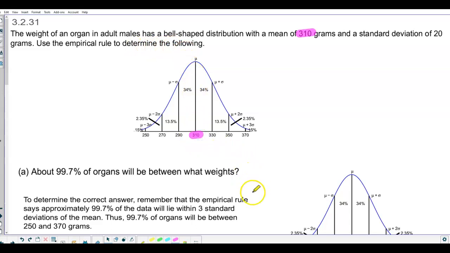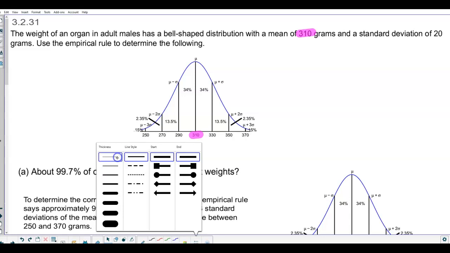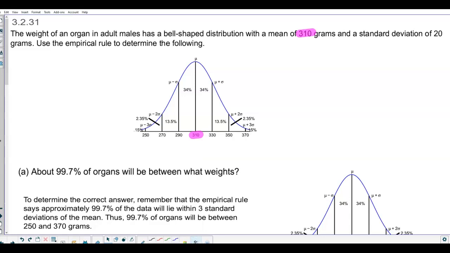So we have a mean of 310. Now we want to find the next numbers to the right and to the left of that mean. Since the standard deviation is 20, if we add 20 to the right, that gives us one standard deviation from the mean. Adding another 20 gives our second standard deviation, and another 20 gives our third. Likewise, if we subtract 20, that gives us one standard deviation below the mean, subtracting 20 again gives two below, and subtracting another 20 gives three standard deviations below the mean.